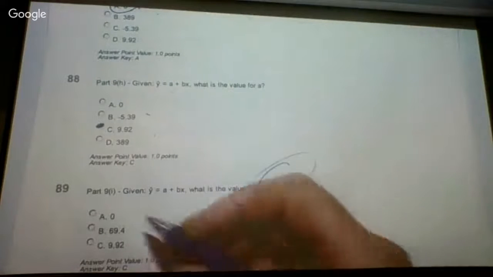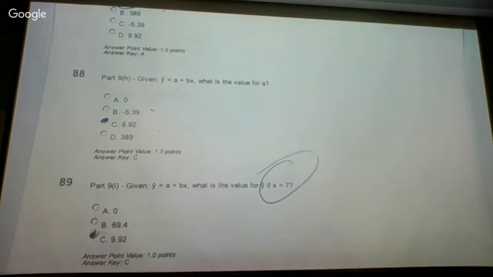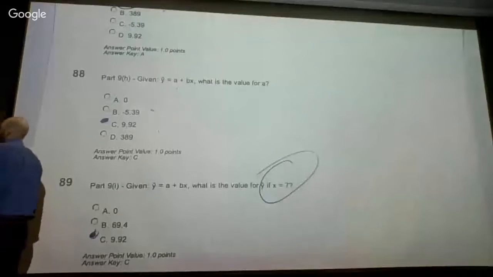89. If X equals 7, I still expect something around 10% return. It doesn't matter whether I have $1 million or $100 million of assets. I still expect somewhere around 10% return.